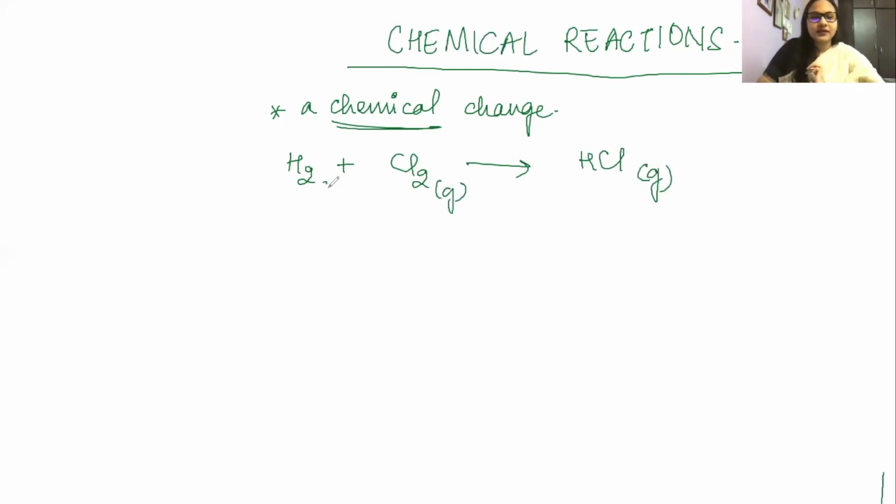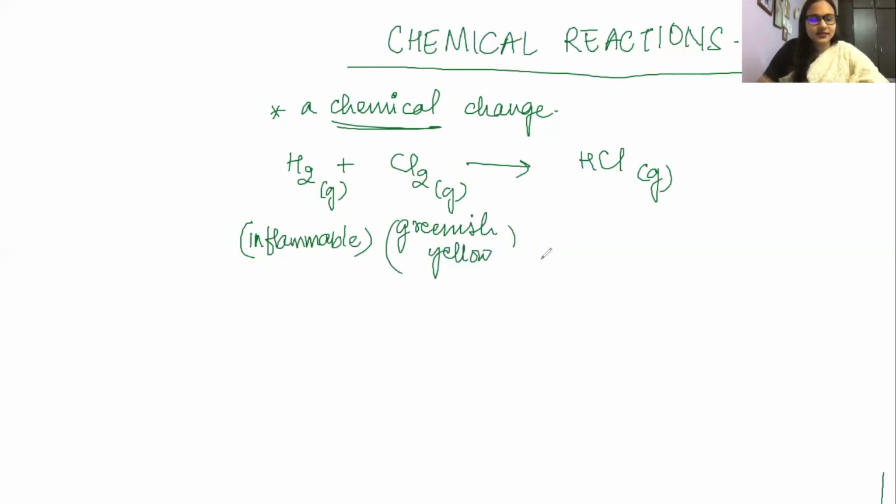Now, hydrogen gas is a highly flammable gas, meaning it can catch fire much faster. So we usually call this an inflammable gas, which can burst into flames. And chlorine gas, on the other hand, is also a highly reactive gas, but it is not colorless. It is a greenish yellow colored gas. Hydrogen gas is a colorless gas.